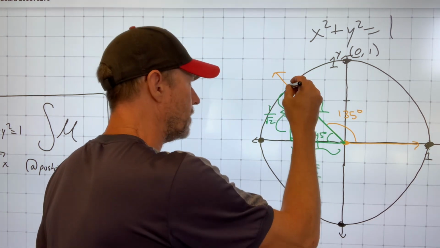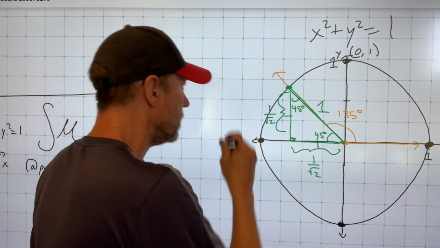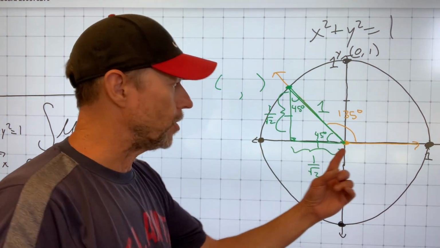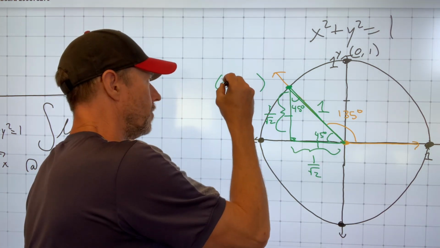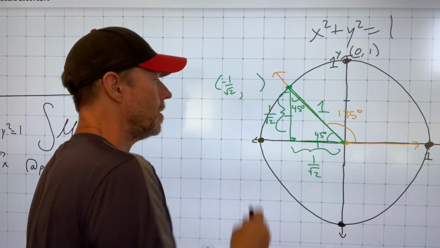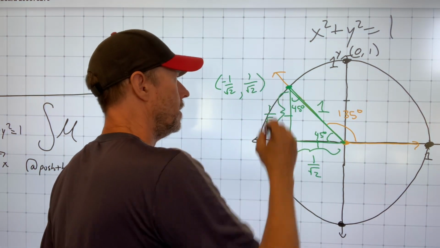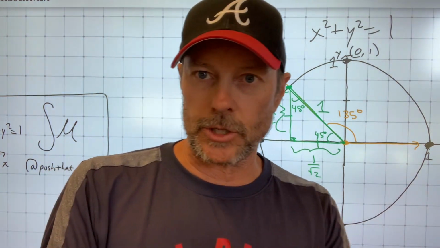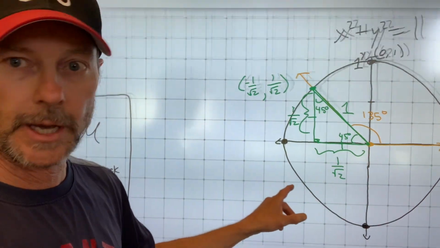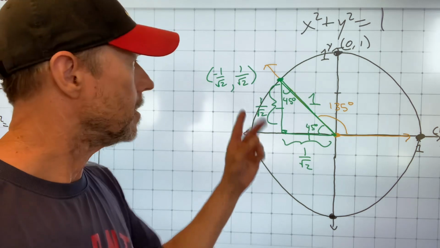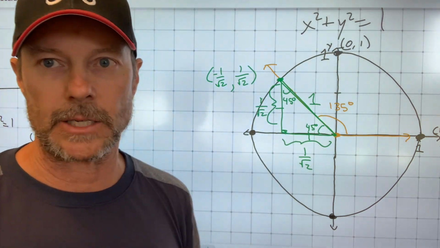So if I was going to label this point here, then maybe I should go back to gold. Oh well, we'll just do it in green. I would go to the left 1 over the square root of 2, and I would go up 1 over the square root of 2. Now, your teacher probably wants you to rationalize these values.